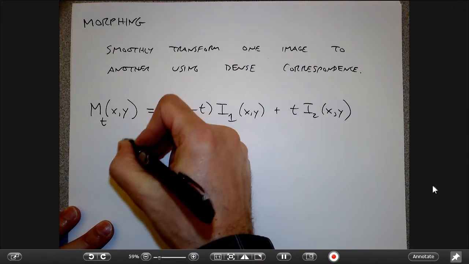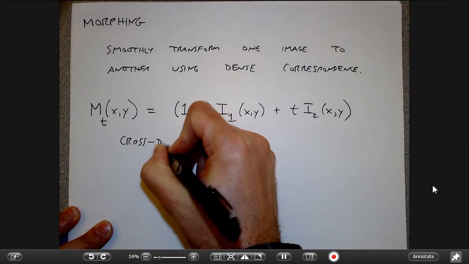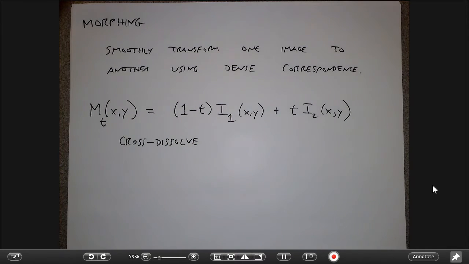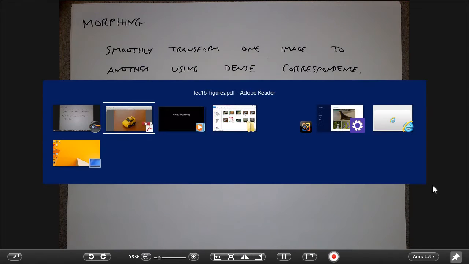And so this I would call a cross dissolve. So whenever you have a TV show where one scene fades into the other one, this is exactly what's happening. I'm doing this linear ramp from one to the other. Now, if I were to do that to my car images, it wouldn't look very good.